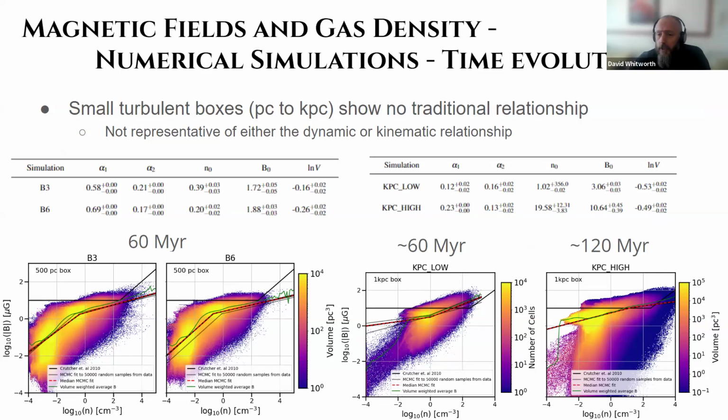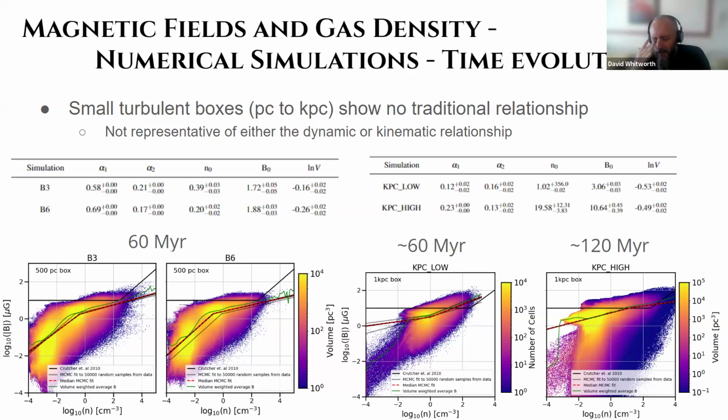So if we take a small turbulent box, we've got two here. One is a 500 parsec box and one is a kiloparsec box. And these don't have galactic rotation. They don't have shear. So these are just cloud scale simulations in turbulent boxes. These don't show your traditional relationship. They're not representative of either the original, I've removed this slide, sorry, the kinematic or dynamic relationship.